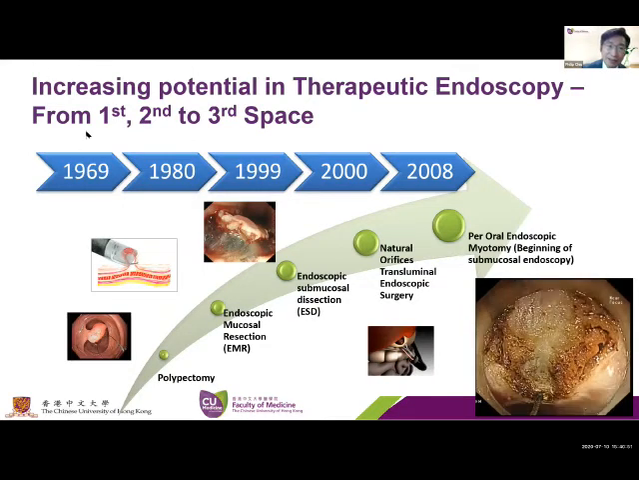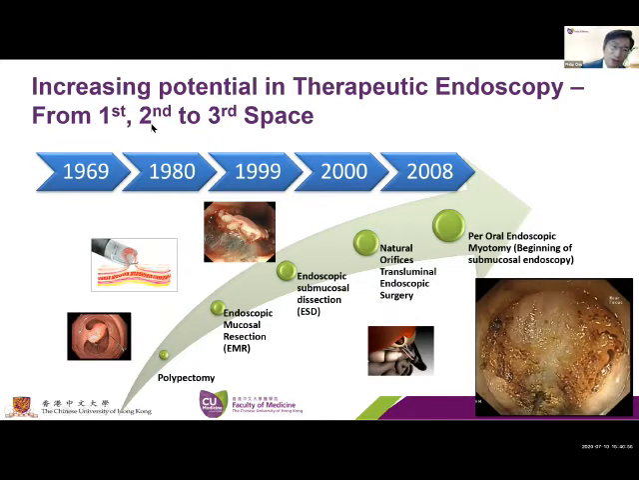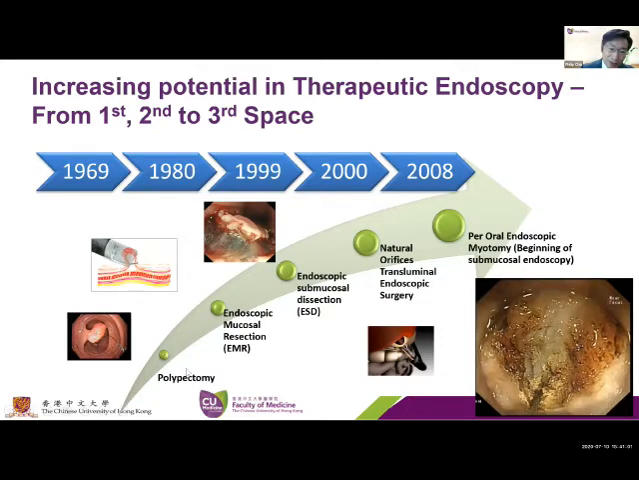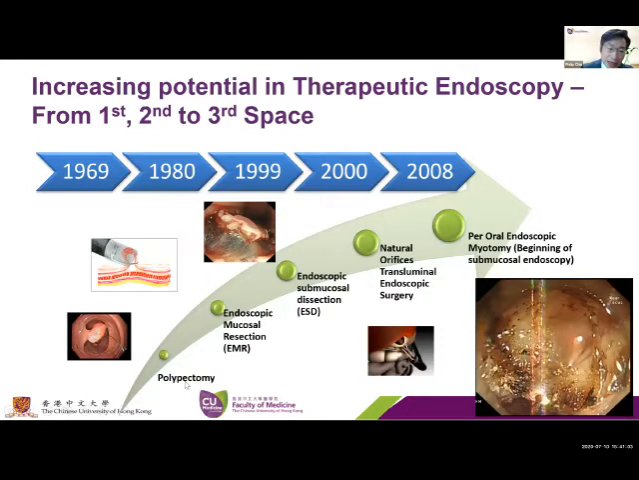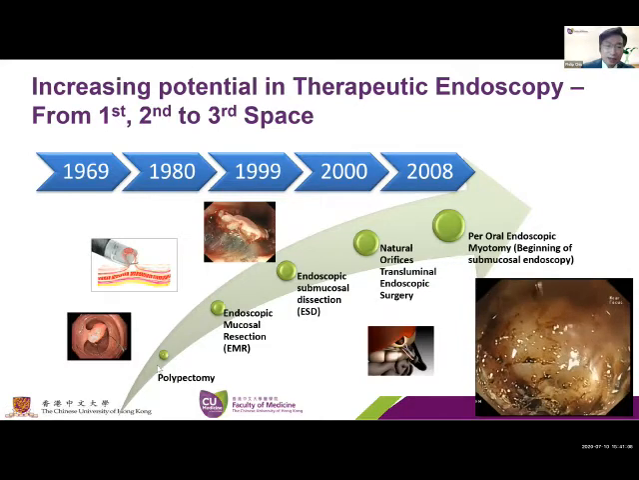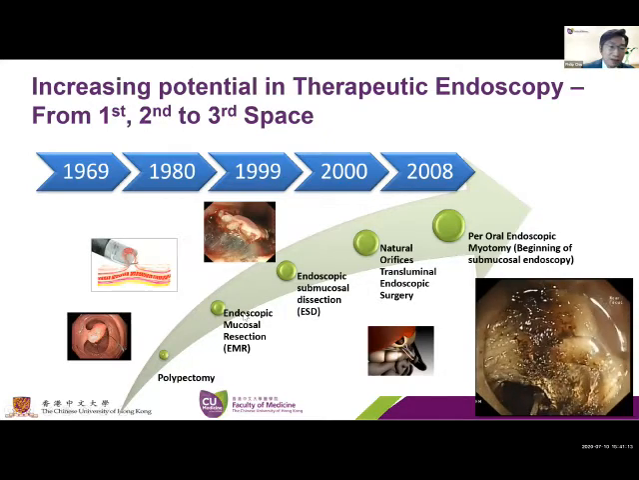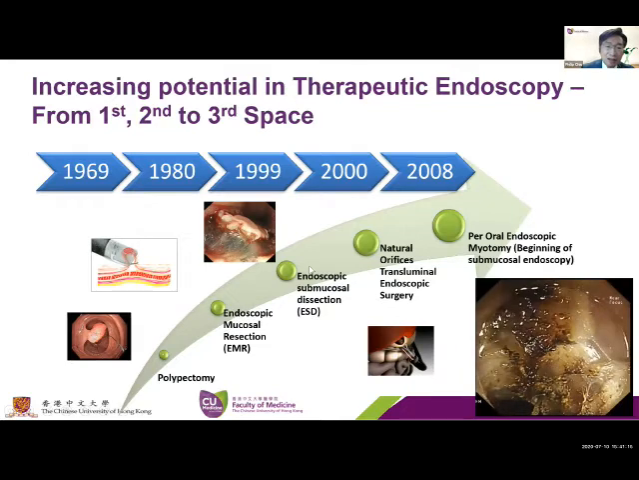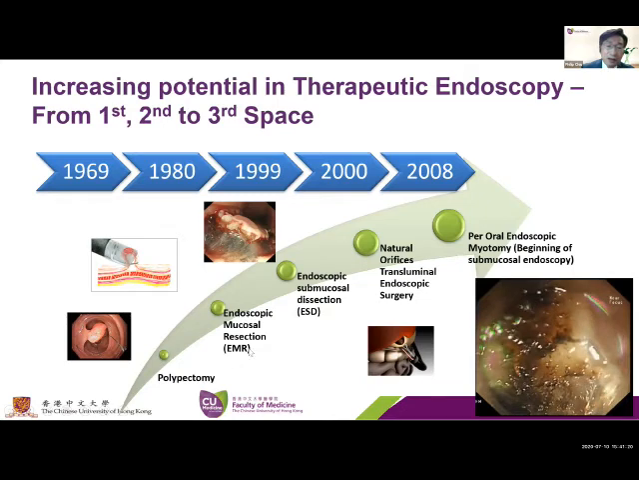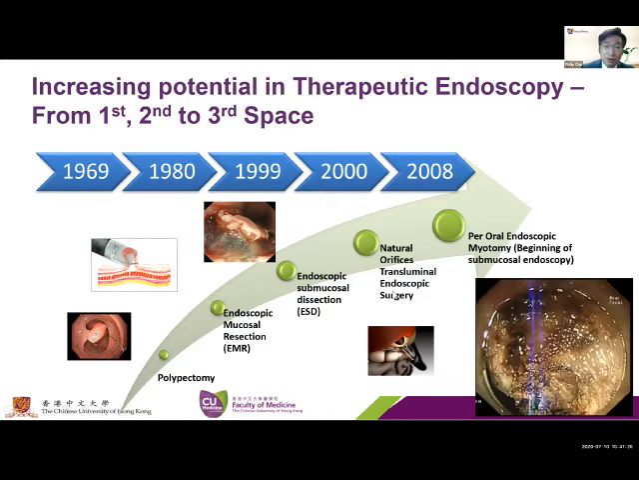So we can say that this development is actually from the first to the second to the third phase. As I mentioned, the very early stage of endoscopic resection is in fact from the concept of polypectomy in 1969. But over the past 40 years, there has been a significant improvement in the technology, with the development of EMR, ESD, and the concept of natural orifice transluminal endoscopic surgery, that comes to the second space.